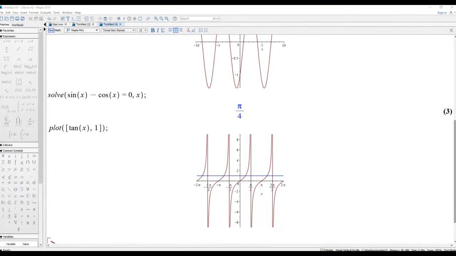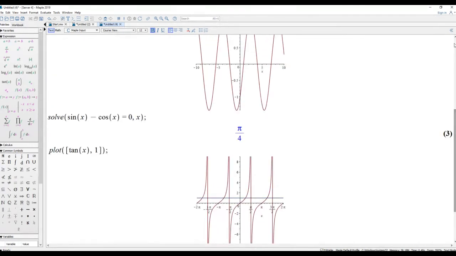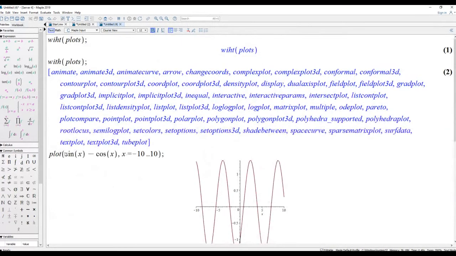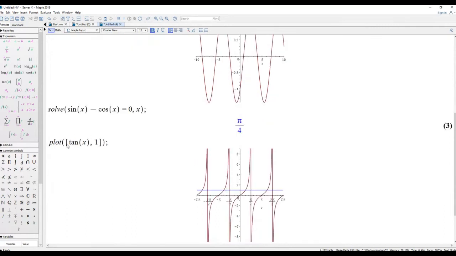So there are a couple of simple things you can do with Maple that you'll be using in your lab tests and in your exam. The first thing is the plot command. The second one is the solve command, so be careful of the solve command. And the other one is where you've got two graphs that you want on the one set of axes.